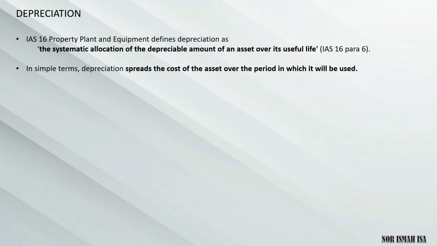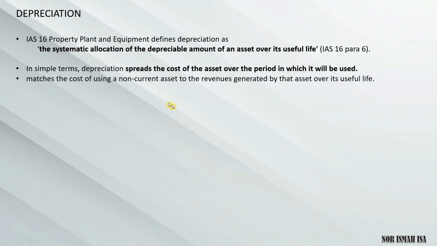So the cost of a non-current asset can be spread over the period it will be used. For example, if a car can be used for 10 years, the cost is spread over those 10 years. This matches the cost of using the non-current asset to the revenue generated by the asset over its useful life.